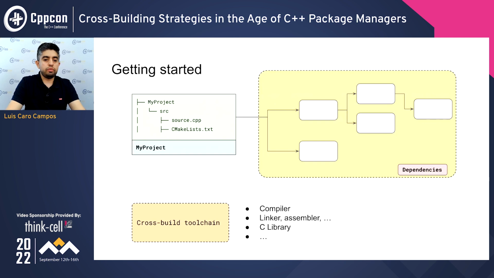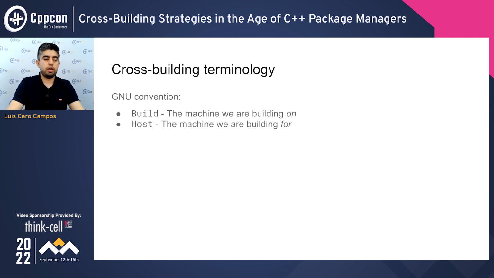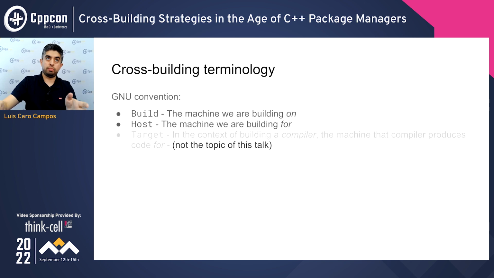Before moving forward, I just want to mention the terminology that we may find in different tooling as well. We have the GNU convention, where the build machine is the machine where we are performing the build. The host machine is the machine where the code that we build is going to run, and then the target machine is typically only mentioned in the context of building a compiler, where the compiler might run on one platform and produce code for a different platform. So that's not the topic of this talk.